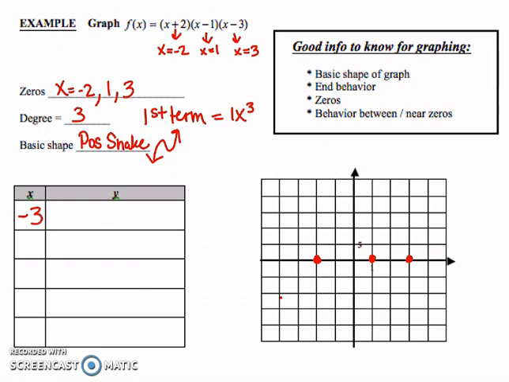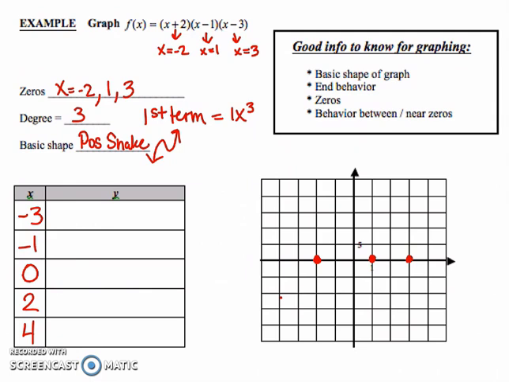The values between the 0 of -2 and +1 would be -1 and 0. So I'm going to do both of those. And then an x value between 1 and 3 would be 2. And an x value bigger than 3 would be 4. Okay, so I'm hitting all of my areas on the left-hand side, between, and then on the right-hand side of all of my zeros. So I'll have an accurate picture of what's going on.